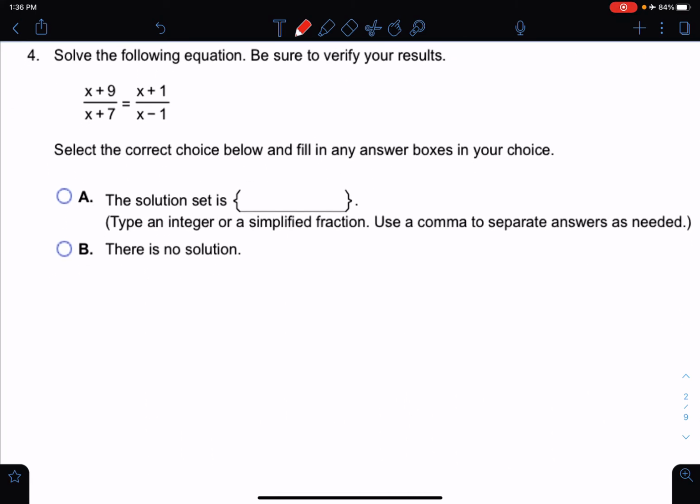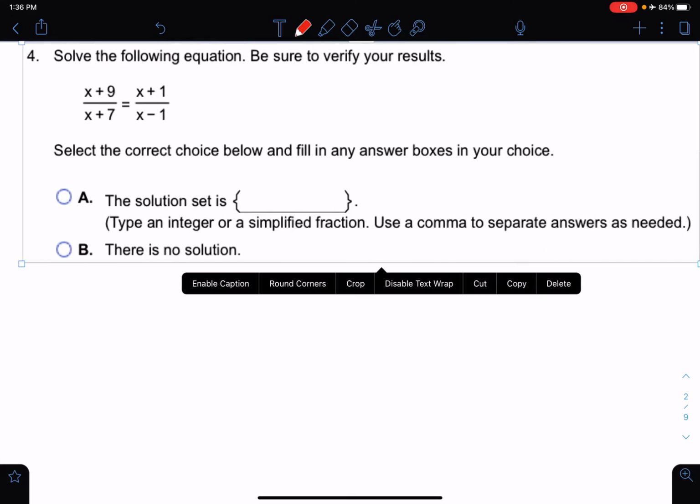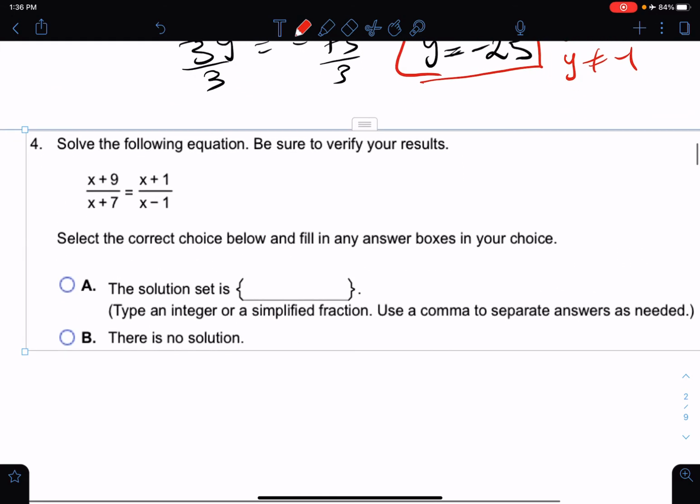Next problem is number 4. We're going to go about it in a very similar way. We're going to look for the LCD. Whoops, what's going on here? Stop. There we go. We're looking for the LCD.